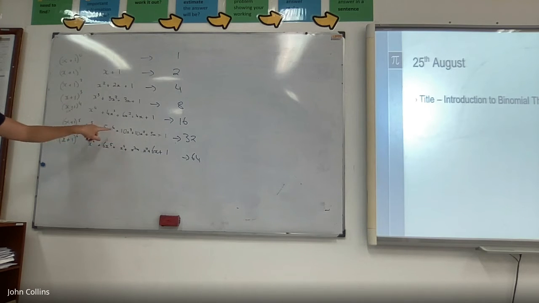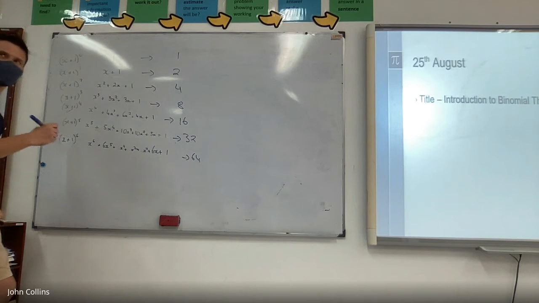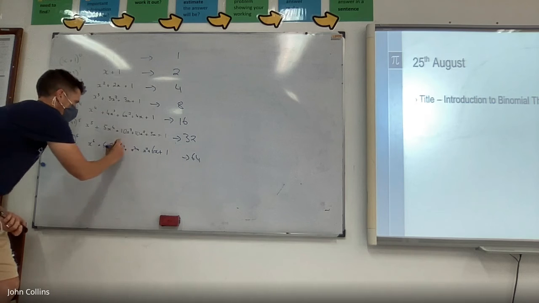15 and 10. When this is multiplied by the 1, you're going to get 5 of them. When this is multiplied by the x, you're going to get an extra 10 x to the 4s, which are combined to give me 15x to the 4. Yes. Who said 15? Someone said 15. I said 15. I heard 15. Okay.